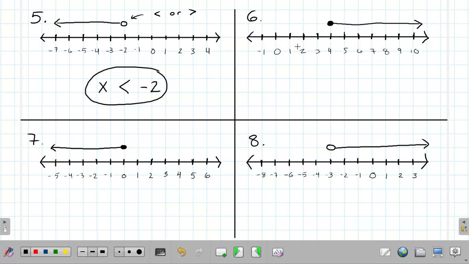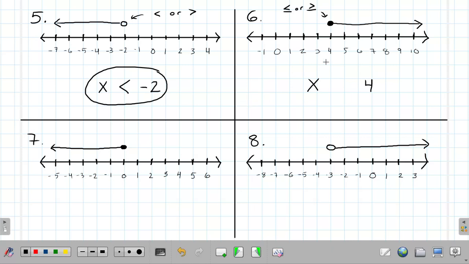Number 6, same kind of thing. We see where we start. We're starting at 4, so I would go ahead and write 4. We know we're dealing with x, or technically it doesn't have to be x, but just for good practice, we normally use the variable x here when we're dealing with a number line. But now we need to know what the sign should be. Well, right off the bat, we notice there is a closed circle, so we know it's either going to be less than or equal to or greater than or equal to. Okay, so which one is it going to be?